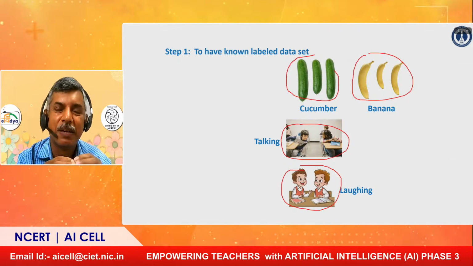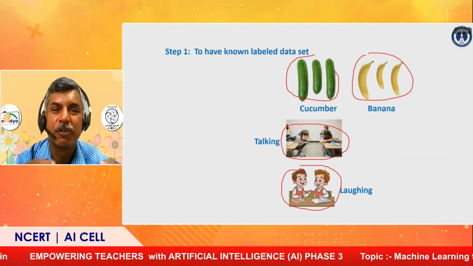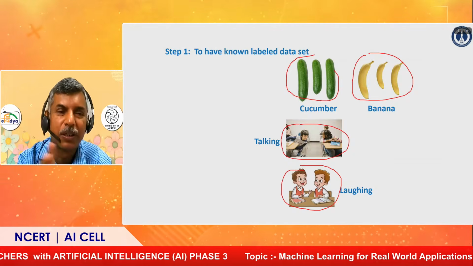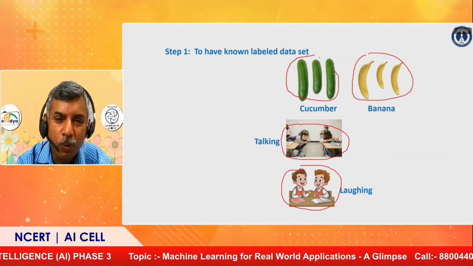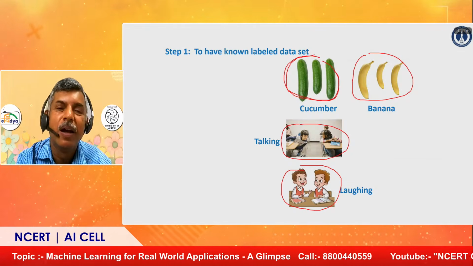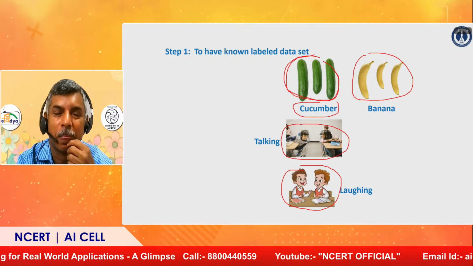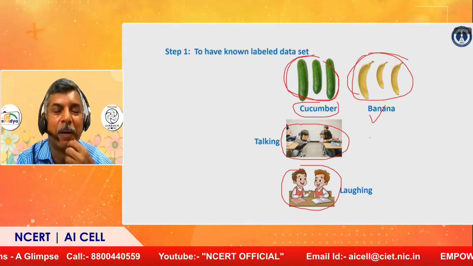But one machine learning model made for one application may not work for another. So we have to create a small application for each and every case like this. Suppose we want to do that, we need to have so many cucumber images. Suppose my duty is to classify cucumber and banana. I need so many cucumber images, and I have to label them as cucumber. And I need so many banana images, and I have to label them as banana.